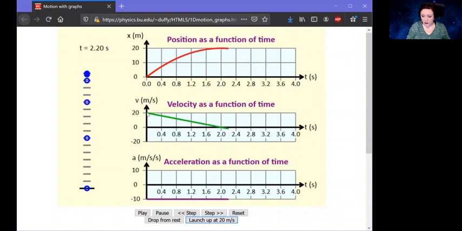If we look at this from the point of view of its velocity, it starts off at 20 meters per second, but it's slowing down until it reaches its highest point, and at that point it has 0 velocity, it's not moving, and then it starts moving down, and so its velocity becomes negative. But all the time, the acceleration, that is how much the velocity is changing, stays constant.